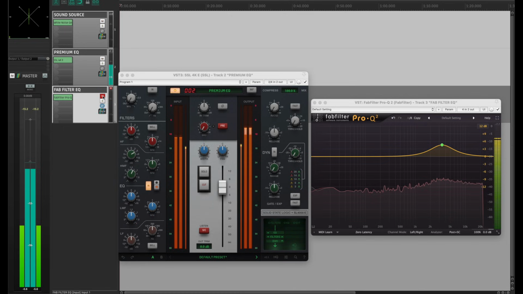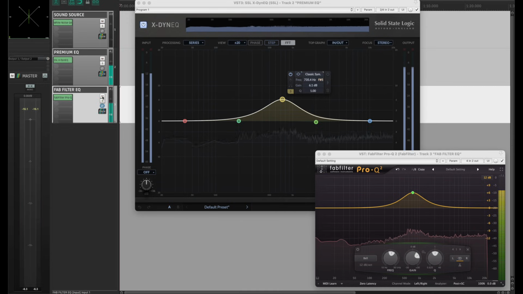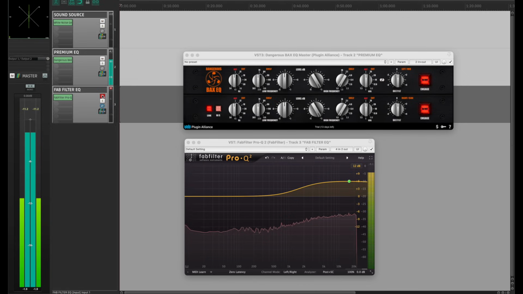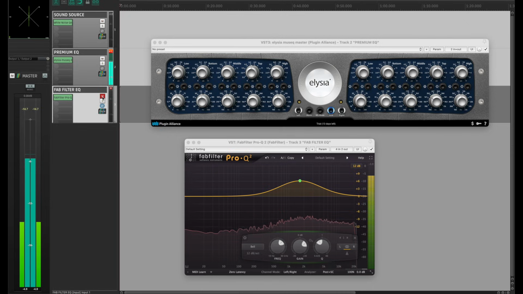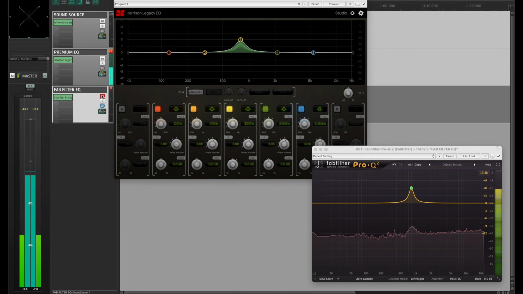Here's the 4000 series SSL EQ by SSL. SSL's X EQ. This is SSL's dynamic EQ variety. We're just going to use it in static mode. Now from Plugin Alliance, the Kirchhoff EQ. The Dangerous Bax EQ, also from Plugin Alliance. The Alicia EQ by Plugin Alliance. The Harrison Legacy EQ.